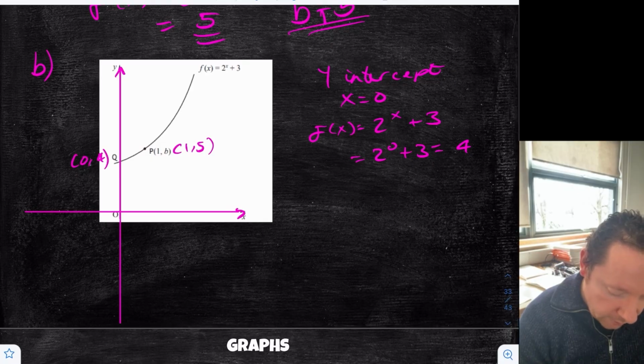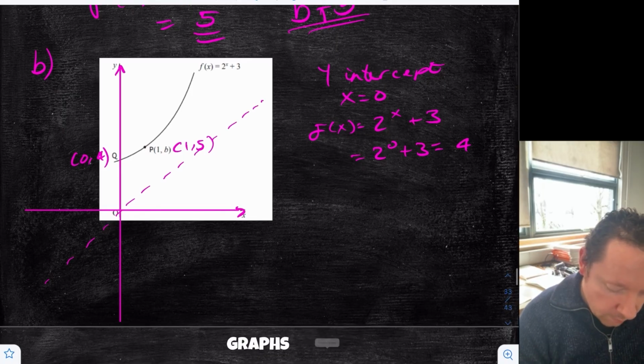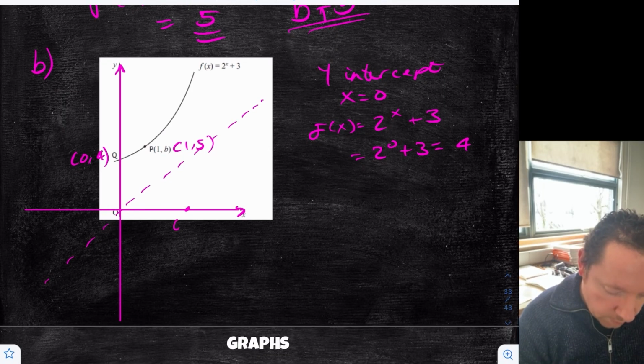We need to reflect in the line y equals x. So drawing a y equals x line. So (0, 4) becomes (4, 0). And (1, 5) becomes (5, 1). And we've got an exponential curve like so. That's the inverse function of f. So that's part 1 done.